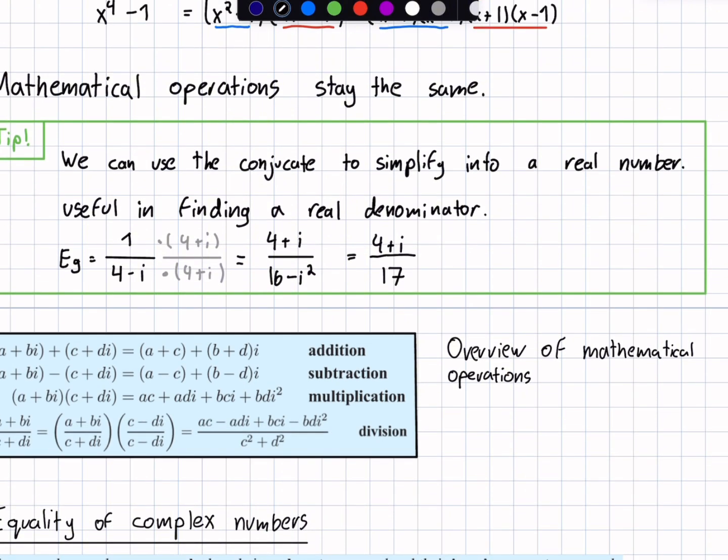Now, here's a tip when you see complex numbers in fractions. If you see a complex number in the denominator of a fraction, you can simply multiply it by its conjugate to obtain a real number in the denominator, which will make it much easier to do mathematical operations with that number.